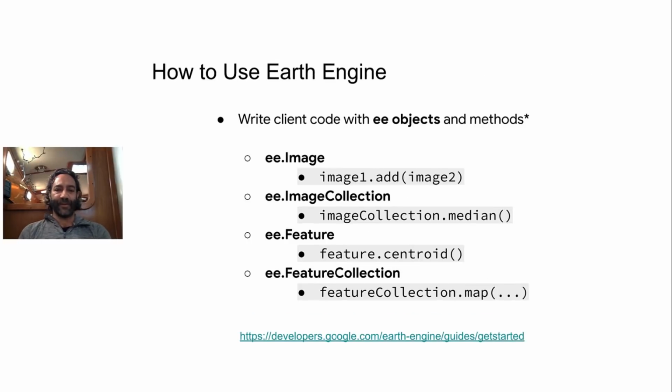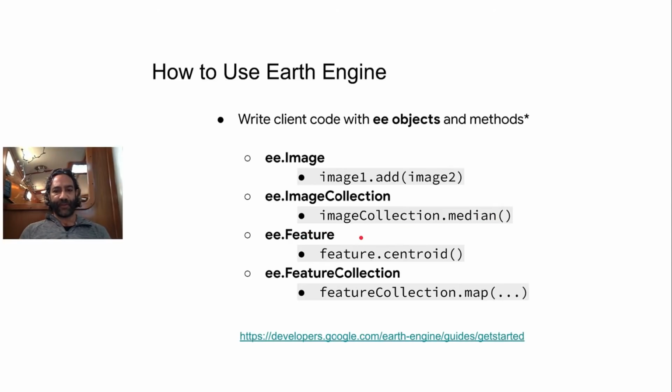How do you do all this good stuff? Earth Engine provides this client library, which has a variety of EE objects and methods in it. So for example, a raster is represented by an ee.Image, and you can do things like the example I showed you previously. You call .add on this ee.Image, and you can add another image or multiply or divide, so on and so forth. A stack of images is an ee.ImageCollection, and you can do things like the compositing that I was describing earlier. In this case, it's just a median composite in each pixel.